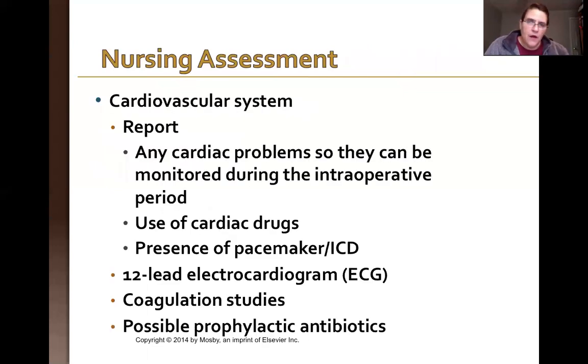All right. Now we're going to move on to a review of systems. And we're going to move through some of these pretty quickly.